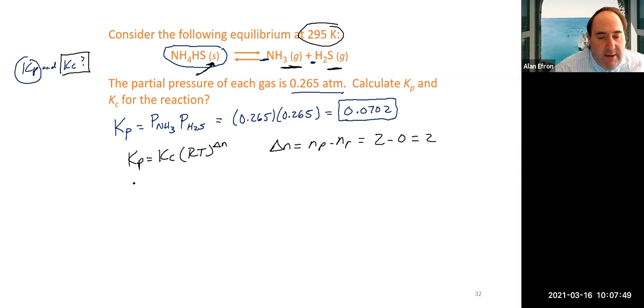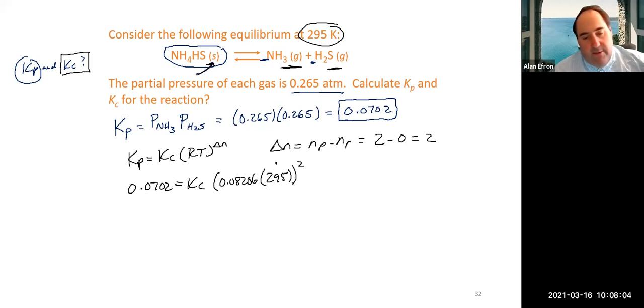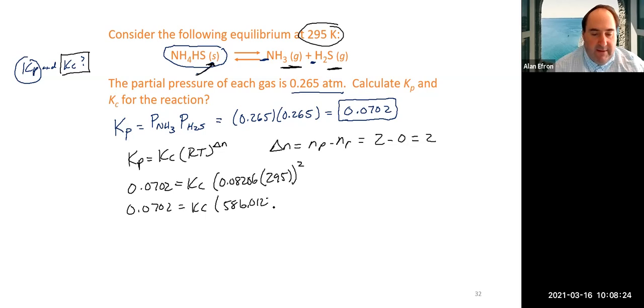At that point, we have 0.0702 for our Kp equal to our Kc times our R value times our temperature, which was already in Kelvin. And again, we're going to basically square that whole thing. Kind of cleaning up the right-hand side there, we'll take 0.08206 times the 295. We'll also do a little squaring of that. That's going to give us 0.0702 is equal to Kc times 586.0127, not so much rounding.